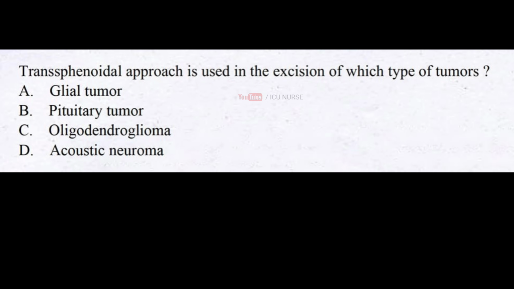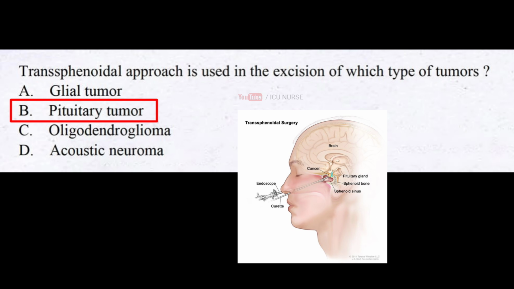Transsphenoidal approach is used in the excision of which type of tumors? A. Glial tumor, B. Pituitary tumor, C. Oligodendroglioma, D. Acoustic neuroma. And the correct answer is B. Pituitary tumor. Transsphenoidal surgery is the most common procedure for removing a tumor of the pituitary gland. Rather than opening up the skull in a traditional craniotomy, the neurosurgeon reaches the tumor through the nasal passages and the sphenoid sinus.